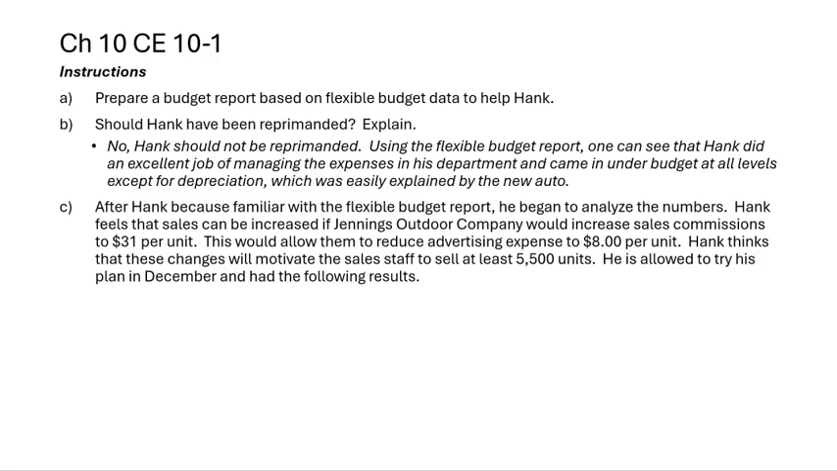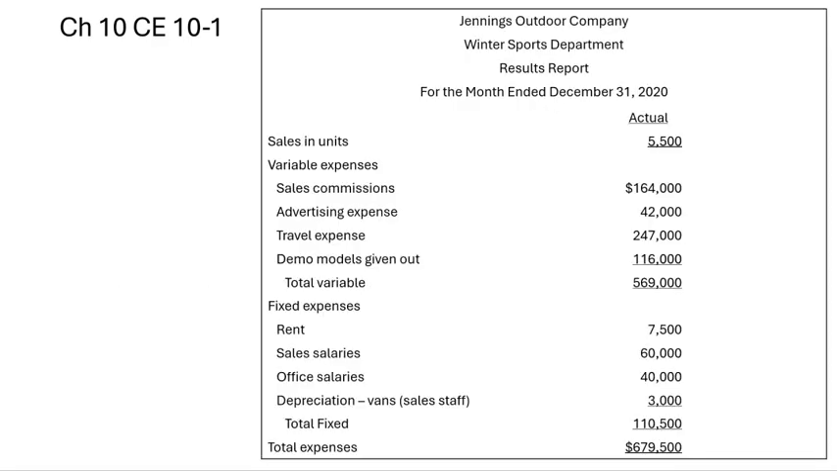He thinks that's going to increase the sales by 1,000 units. Here's what happened. They did sell the 5,500 units. We had the dollar amounts for variable expenses and then for fixed expenses as well. So we incurred $679,500 in expenses.